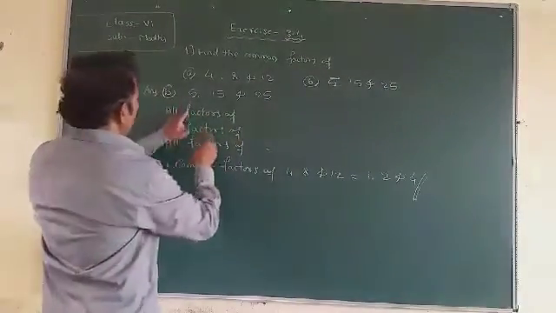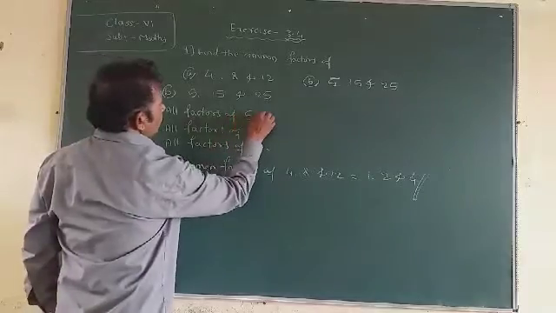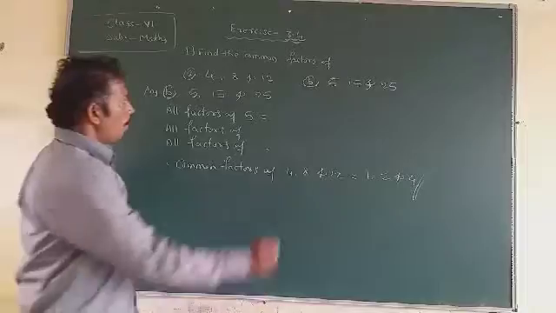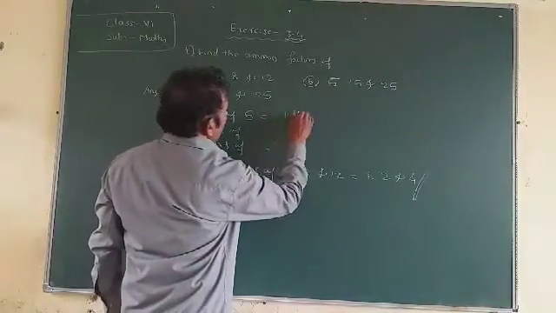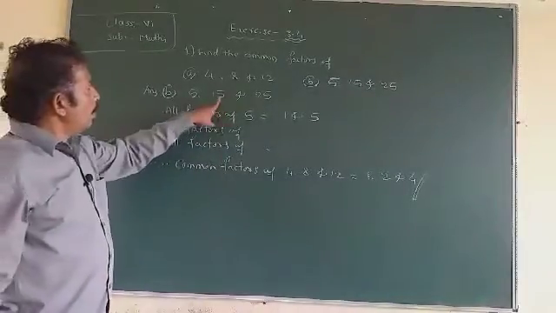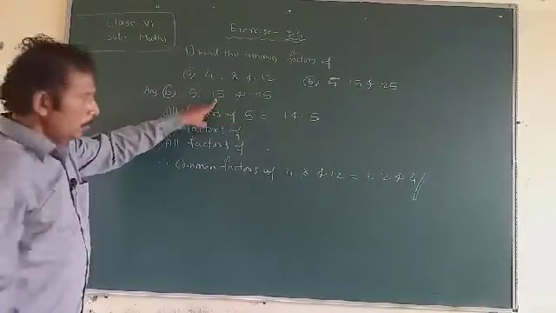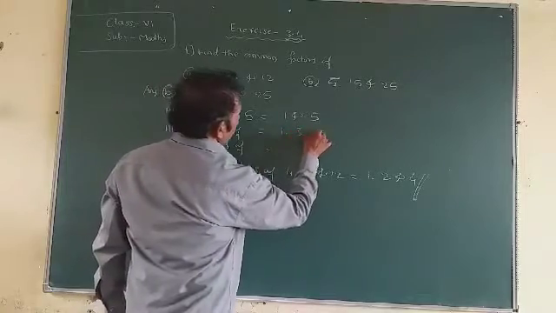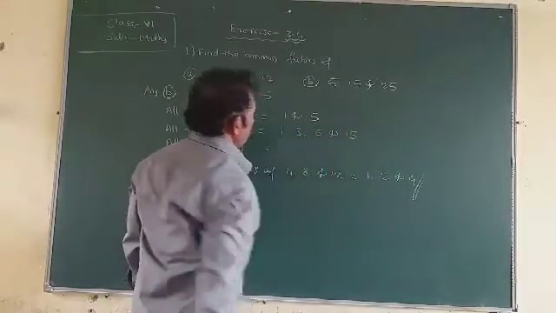First write all the factors of 5. What are the factors of 5? Yes, 1 and 5. And similarly, all the factors of 15. Very good. That is equals to 1, 3, 5 and 15.